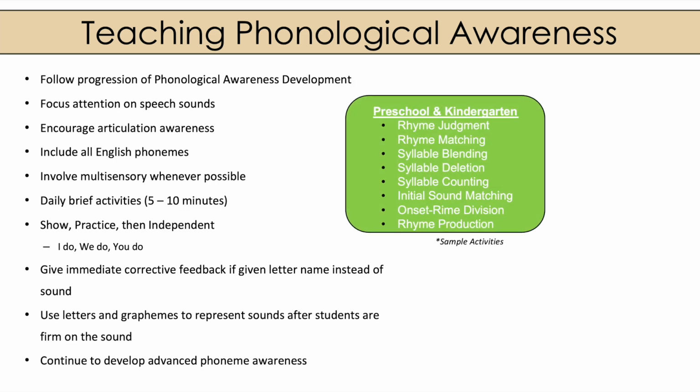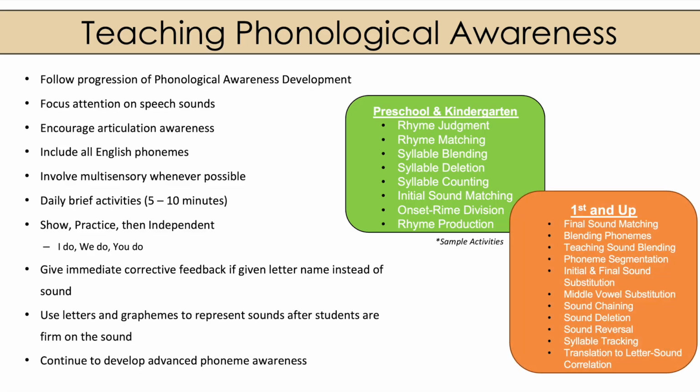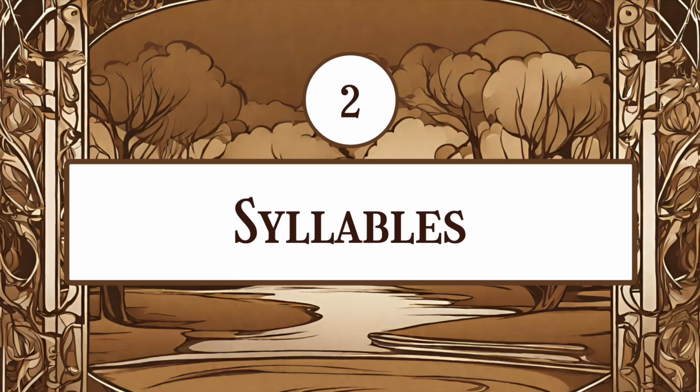So here are some examples of basic phonological awareness activities, things like rhyme matching, syllable deletion, syllable blending, onset rhyme division. And then you get to more advanced phonological awareness, things like sound blending, initial final sound substitution, sound chaining, syllable tracking, and then of course eventually translating to the letter sound correlation.